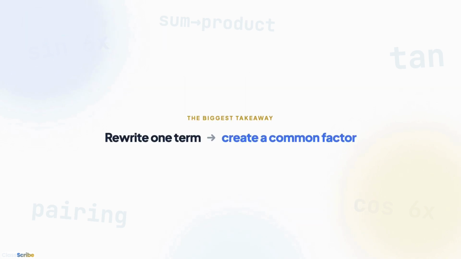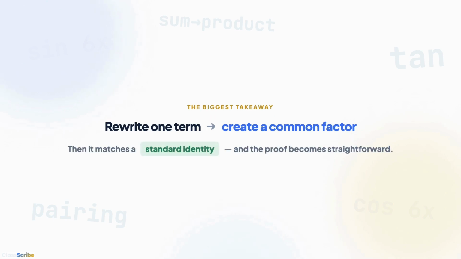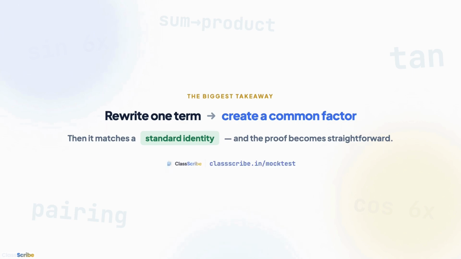The biggest takeaway from this proof is that rewriting one term in a suitable form often creates a common factor. Once that common factor appears, the remaining expression matches a standard identity and the solution becomes very straightforward.